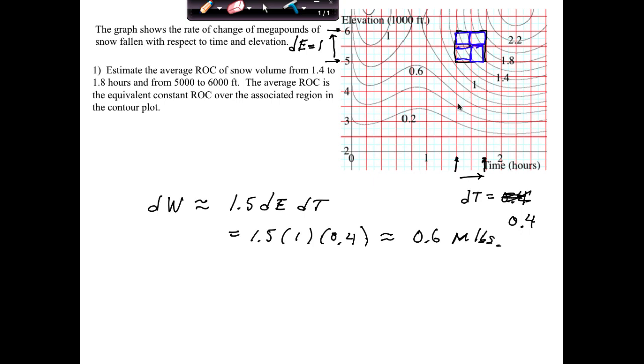Okay, so your task, based on that approach, is to get 4 smaller pieces. We're going to call these dA, kind of like a little change in area. But a dA consists of a dt and a dE. So for each of those 4 little dAs, you're going to come up with a constant rate and then do another estimate for the same thing, the amount of snow over the 0.4 hours and the 1,000 elevation. Okay, so I'll zoom in on that so you can see it better.